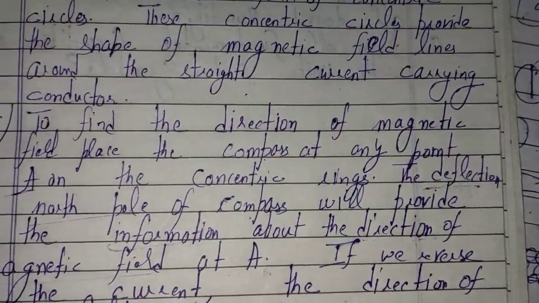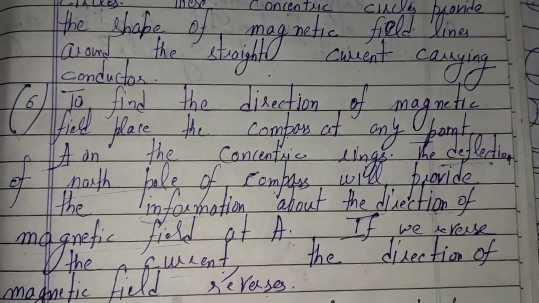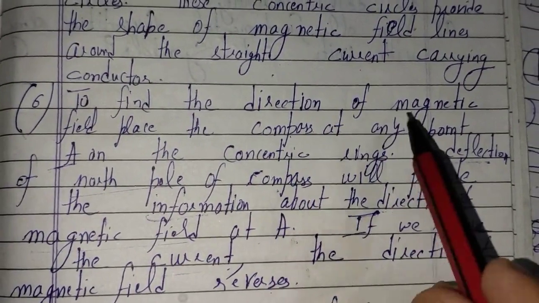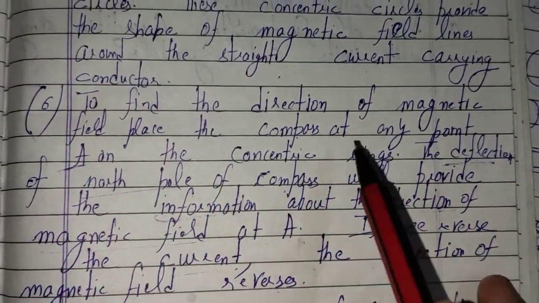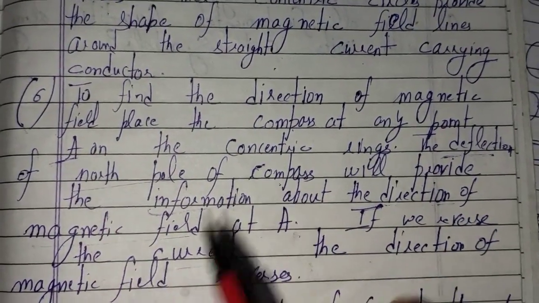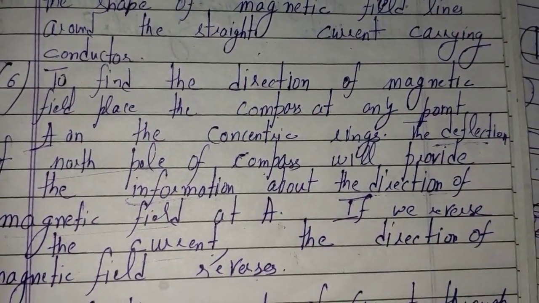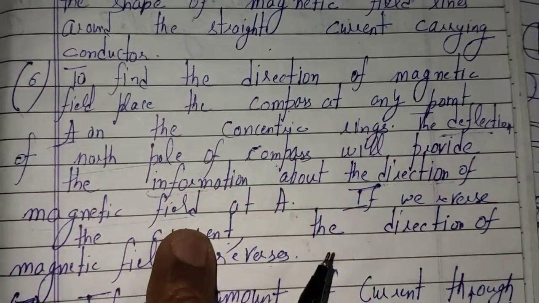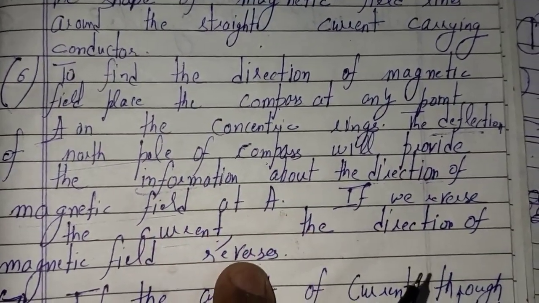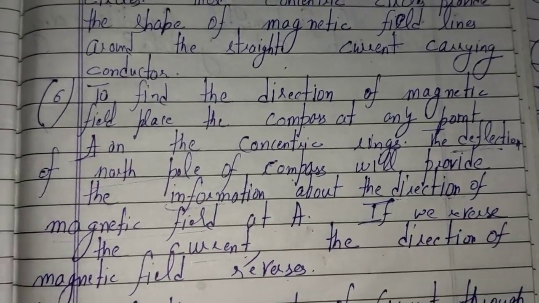Now, if you want to find the direction of magnetic field, you have to place the compass at any point A on the concentric rings. The deflection of the north pole of the compass will provide the information about the direction of magnetic field at A. So it is very simple.